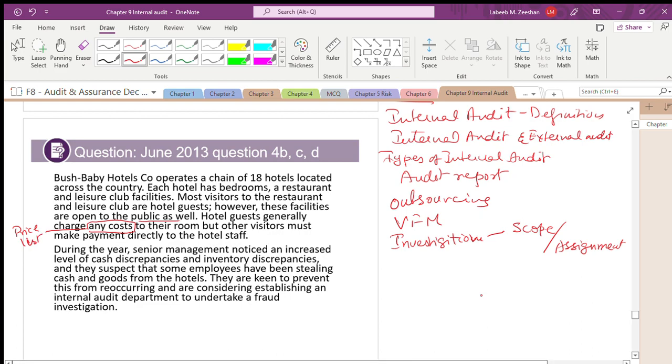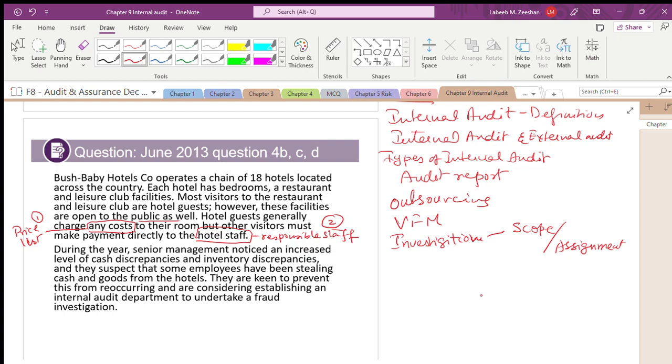But other visitors must make payment directly to the hotel staff. You cannot pay directly to the hotel staff; you have to pay to the responsible staff. Is it? This is point number 2. This is point number 1.